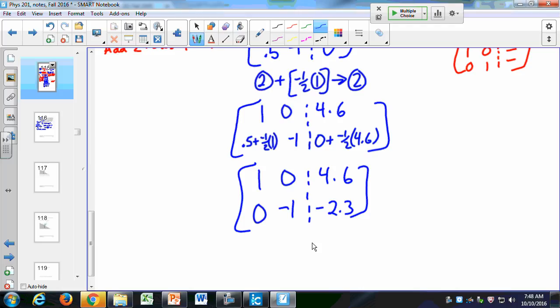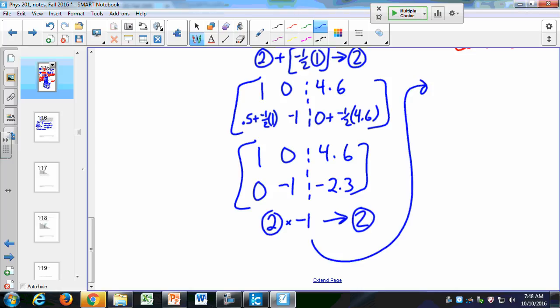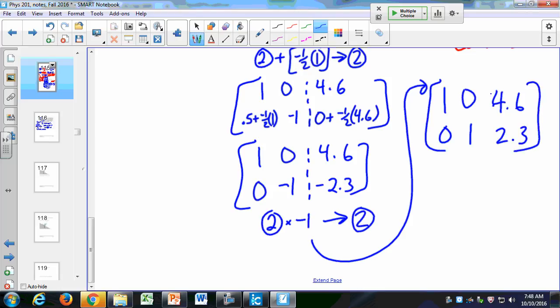Divide by -1 or multiply by -1. Either would be correct. So if I multiply this row by -1 and replace it with the value of that, so I'm going to take row 2, multiply it times -1, and replace row 2 with that value, and I get 1, 0, 4.6, 0, 1, 2.3. These then are the answers for FT1, or was it FT2, and FW. Okay?